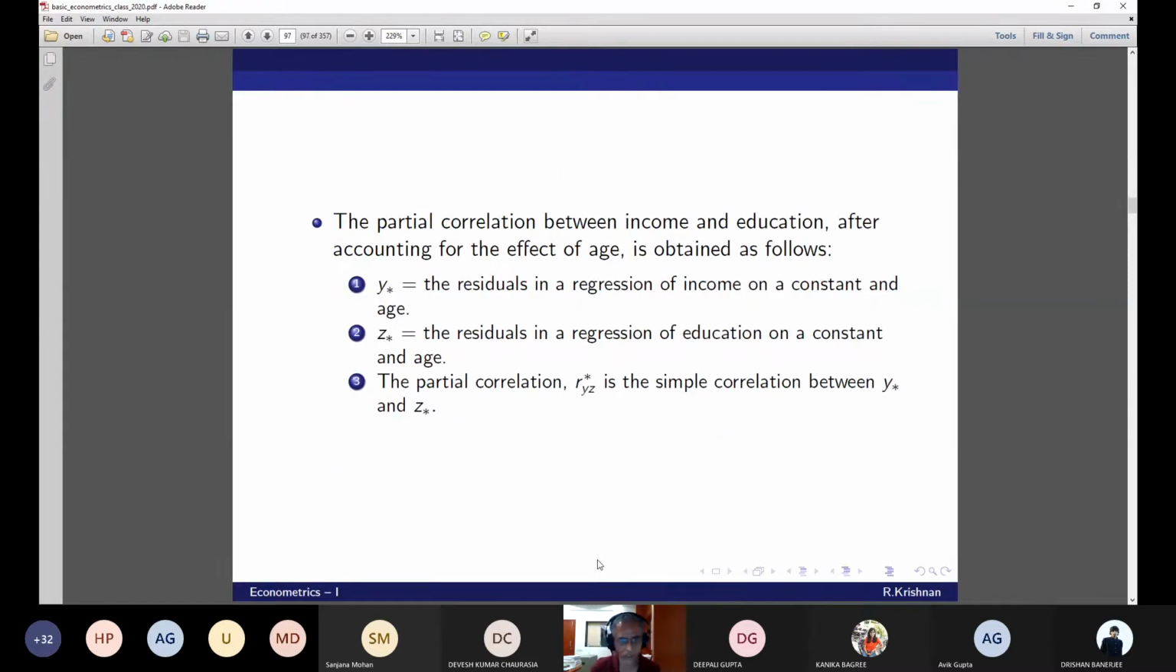So look at this. The partial correlation coefficient between income and education after accounting for the effect of age is obtained as follows. Take the residuals from the regression of income on a constant and age, and the residuals from the regression of education on a constant and age. The partial correlation is a simple correlation between Y star and Z star. This follows again from the Frisch-Waugh theorem only.